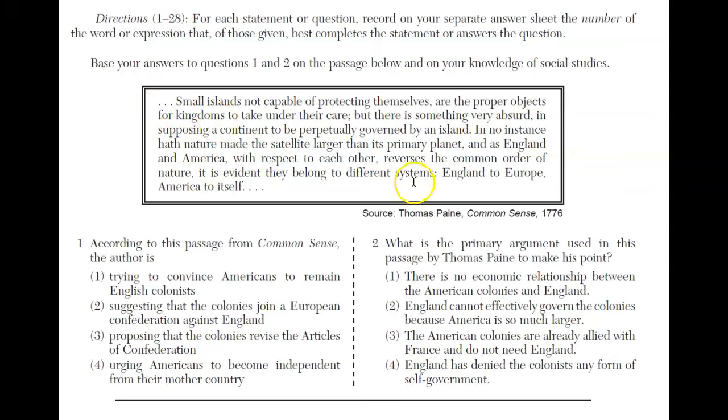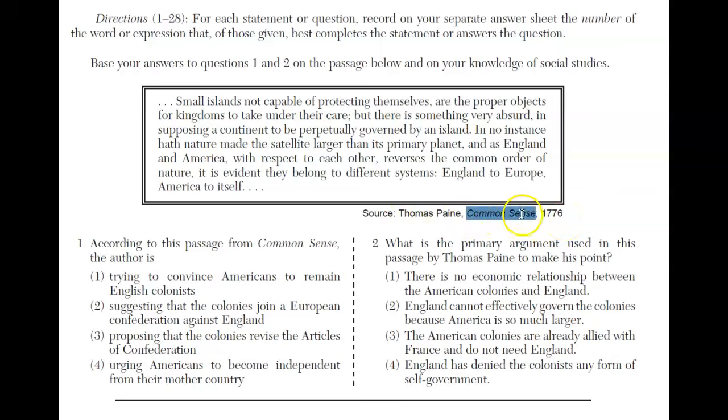Here we have a passage, and before we even read it, we look down here and see they give you the source. They generally will do that. The source, Thomas Paine, Common Sense, 1776. Something in that should ring a bell. 1776, of course, is the year we declared independence.